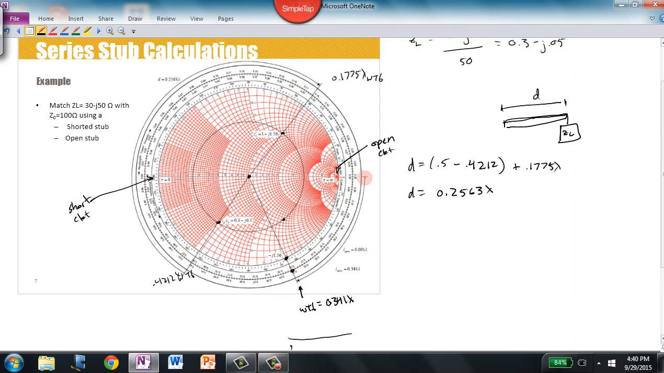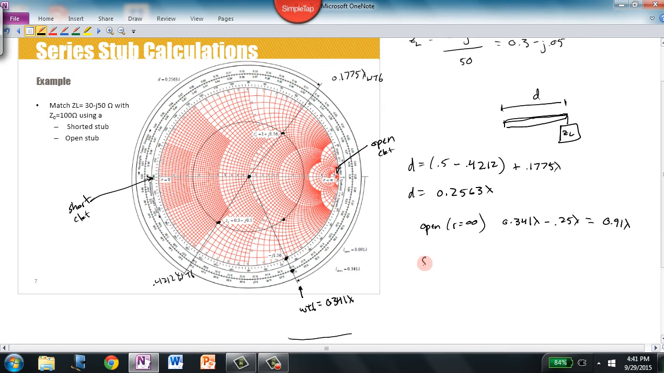To match with an open circuit, I just need to know the distance from here to here in terms of wavelengths towards the generator. So I go from the R equals infinity point, and we notice that that's got a WTG of 0.25, so the distance from here to here for the open, which is R equals infinity, we've got 0.341 lambda minus 0.25 lambda, and so that gives us a value of 0.091. And for the short, we just need to rotate clockwise to this point from the short circuit. Well, the short circuit's easy. It occurs at wavelengths towards the generator equals 0. So the distance in wavelengths from here to here is just 0.341 lambda.